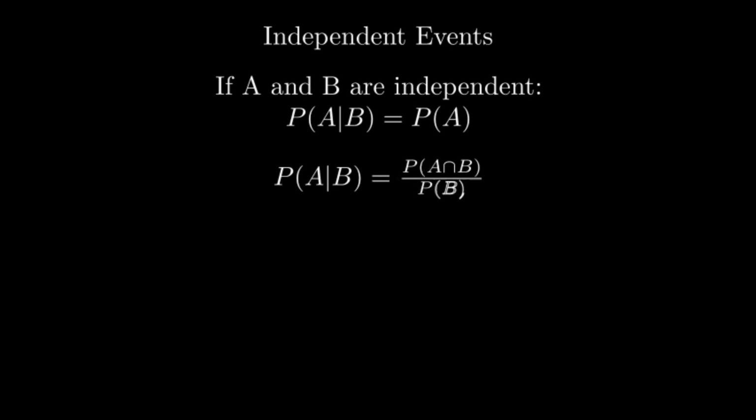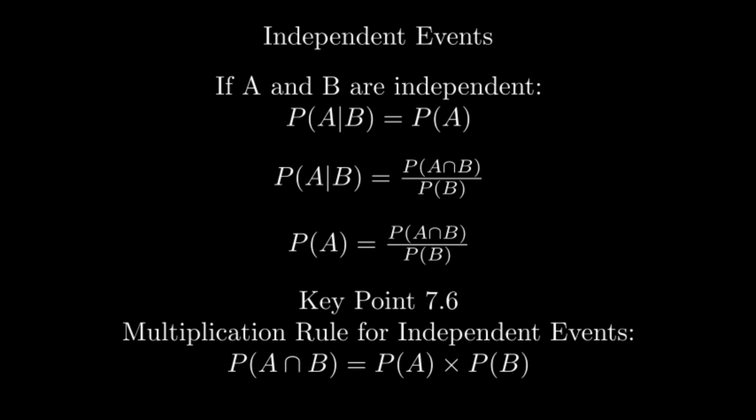Let's see what this means for our conditional probability formula. The formula is P(A given B) equals P(A and B) divided by P(B). If the events are independent, we can replace P(A given B) with just P(A). So for independent events, P(A) equals P(A and B) over P(B). Now, if we rearrange this equation by multiplying both sides by P(B), we get a very useful rule. The probability of two independent events both happening is simply the product of their individual probabilities. This is the multiplication rule for independent events.